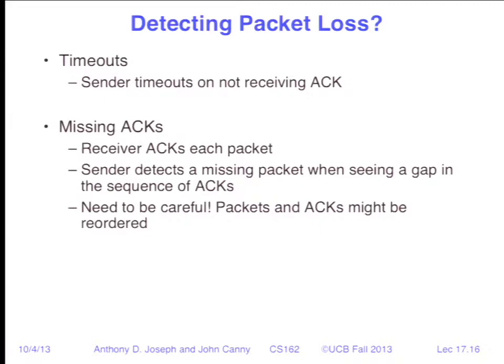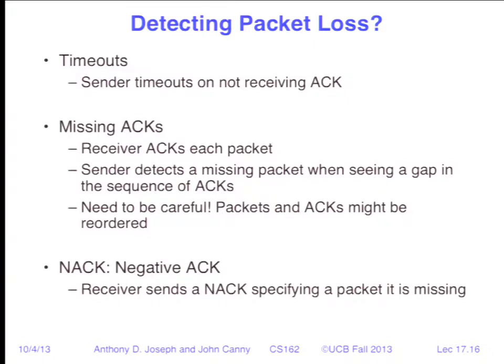Now, for every packet that the receiver gets, it's going to send an acknowledgment back. Right? So the sender can figure out if a packet goes missing because it'll see a gap in the sequence of acknowledgments that come back. So I'm sending packets, the receiver's sending back ACKs. Now, we have to be careful because the network is allowed to reorder, which means packet 1 could arrive after packet 2. So just because I see an acknowledgment for packet 2, and I haven't seen one for packet 1, doesn't mean that packet 1 got lost. It could just be about to arrive, and then I get an acknowledgment for packet 1. This is one of the things that makes it a little complicated. The network is allowed to do anything to the packets.